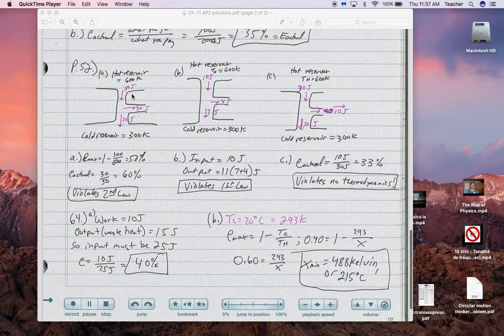So the first one violates the second law because you end up having a greater efficiency, which is 60% here, than you're allowed to. The temperature difference is 2 to 1, so you can't have more than 50% of the energy used. You have to have at least 50% go into the cold reservoir. For part B, we have 10 joules coming in, but 11 joules going out, so that violates the first law. And the third one, part C, is fine.